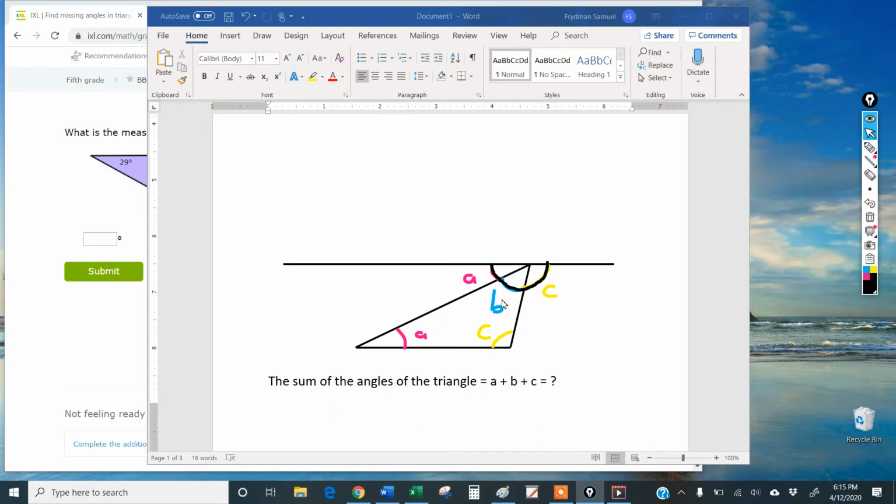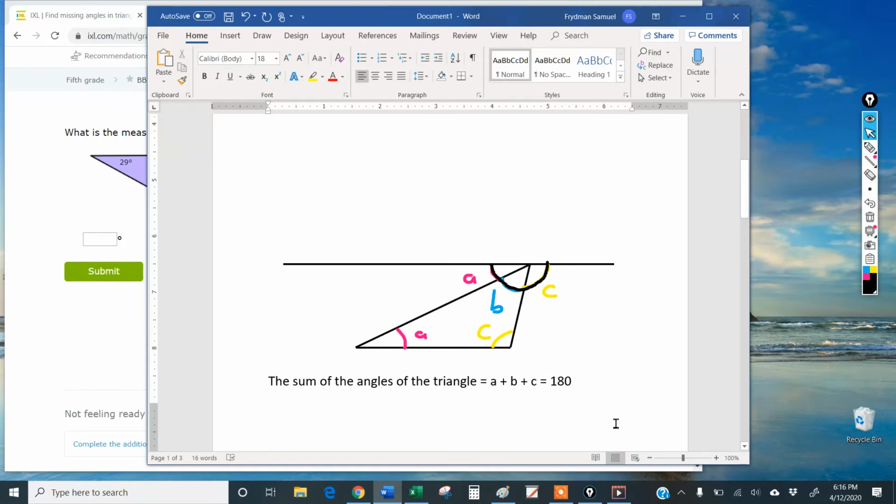But A plus B plus C, A, B, and C, those are also exactly the angles that I have inside of the triangle. So I just figured out that the sum of the angles of the triangle, which is A plus B plus C, must be equal to 180 degrees.